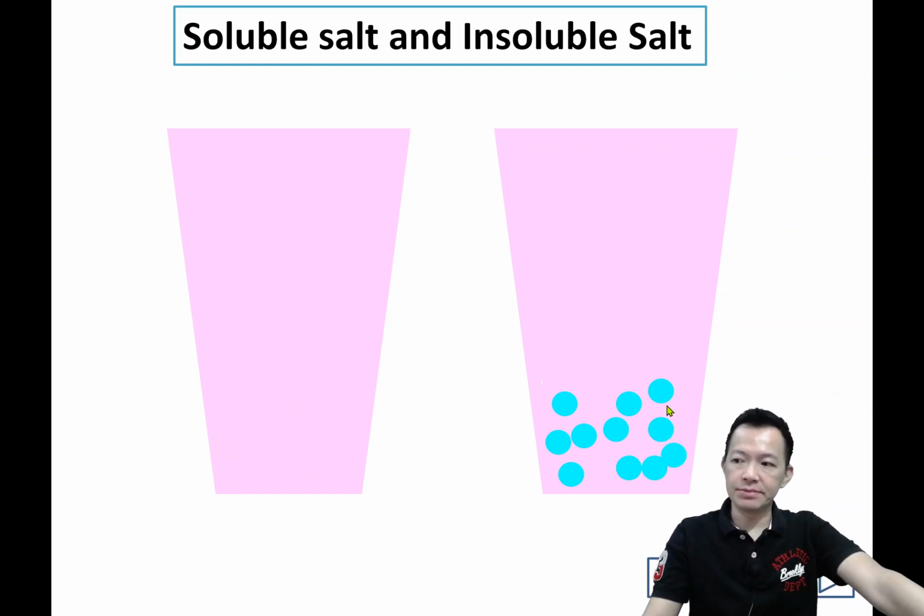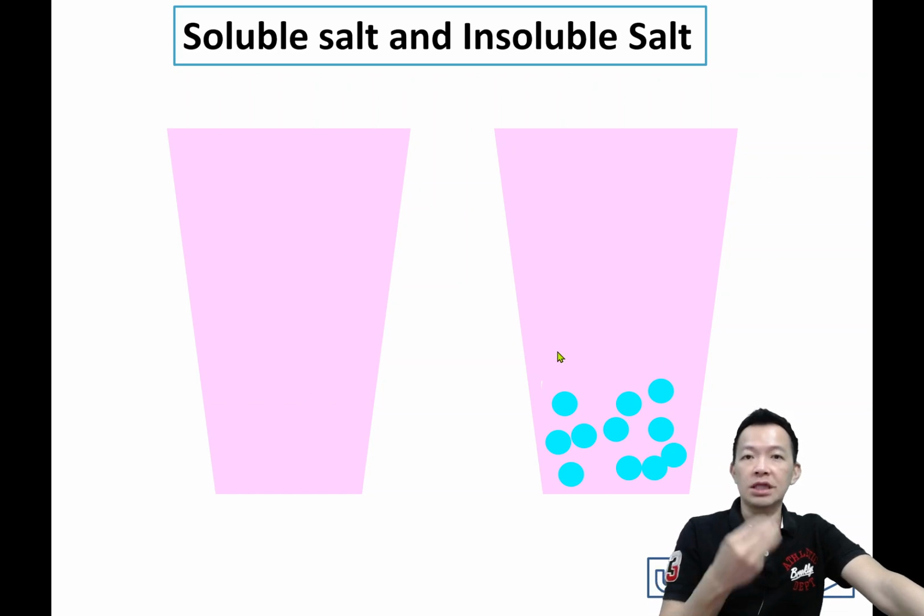Okay, the results here. The yellow color salt dissolves into the water. 它溶解在水里面了。But blue color salt is insoluble. 它不能溶。Okay, this is the meaning of soluble and insoluble. 能溶跟不能溶。So certain salts they are soluble, certain salts they are insoluble.